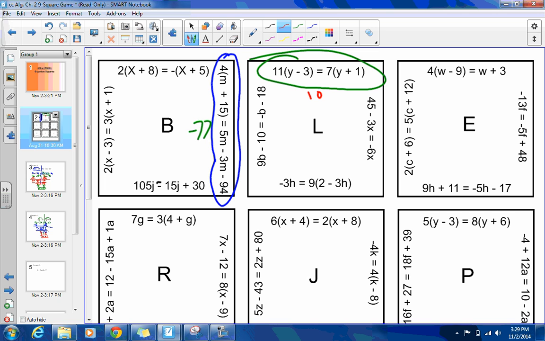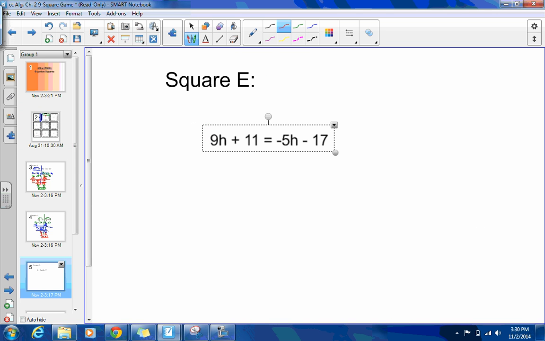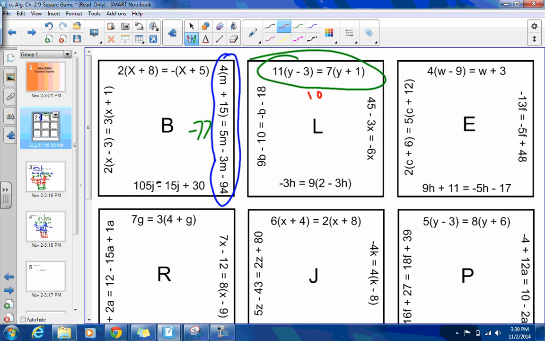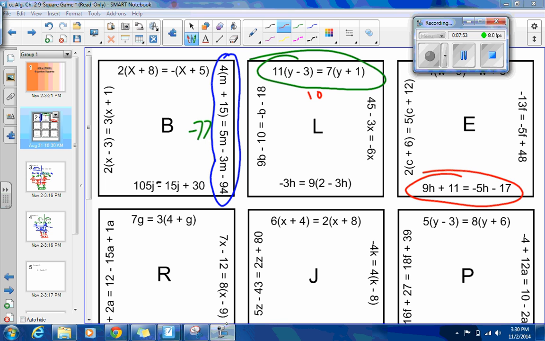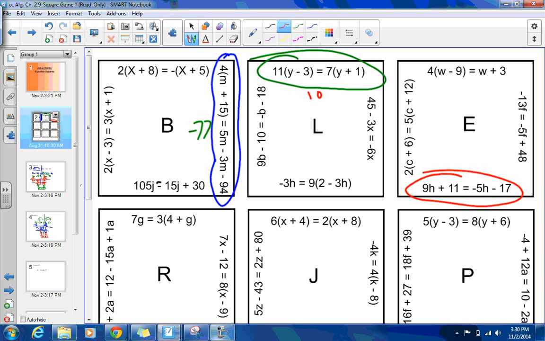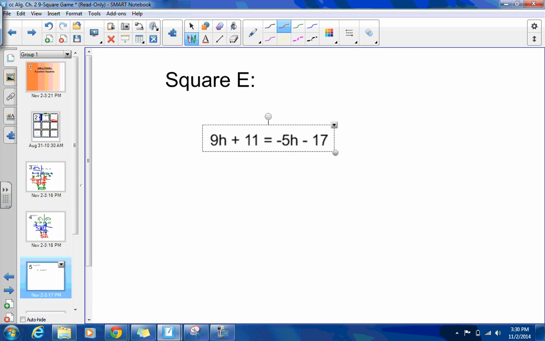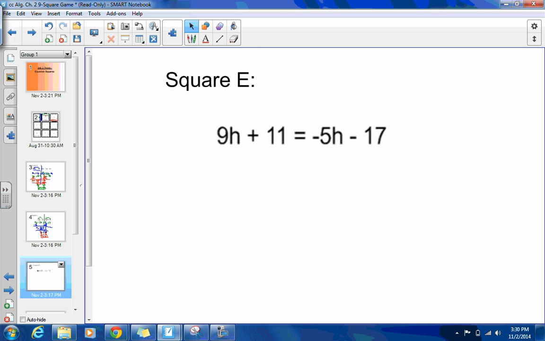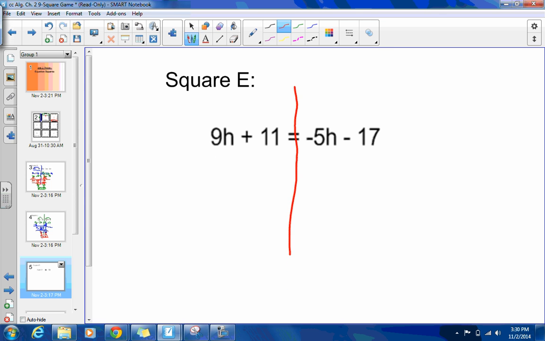All right, so next we're going to do one from box E. I believe we're just going to do the bottom one. Yep, this bottom one here: 9h plus 11 equals negative 5h minus 17. So, first we can ask, can we distribute anything? There aren't any parentheses, so we're not going to use the distributive property at all. Are there any like terms on either side of the equation? On the left, those two terms are not alike. On the right, those two terms are not alike. So we can't combine any like terms, which means we just have to get all the variable terms to one side and the rest to the other.